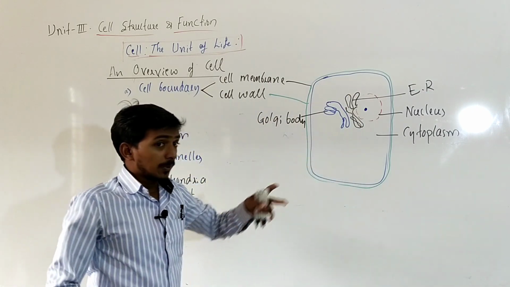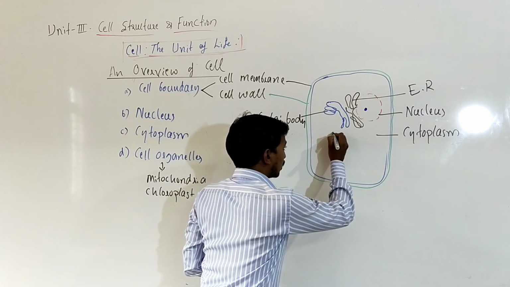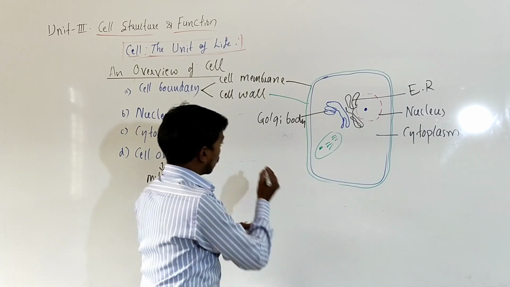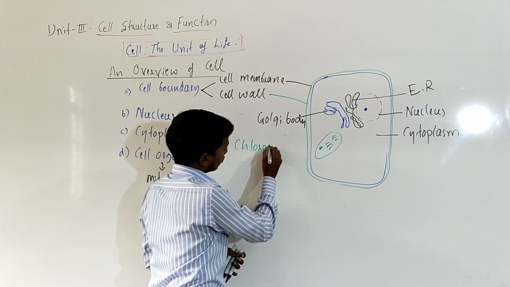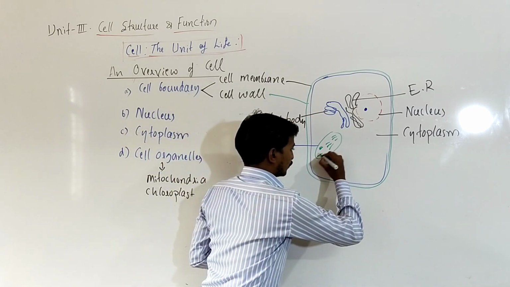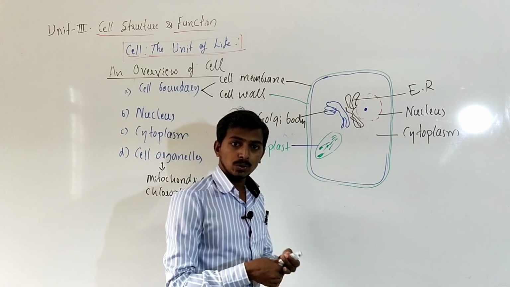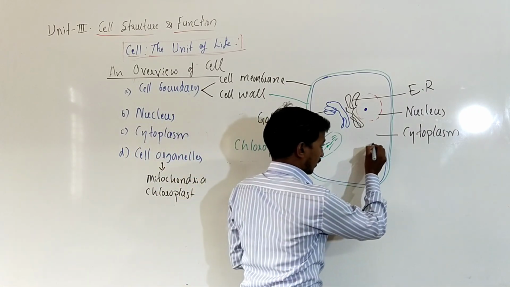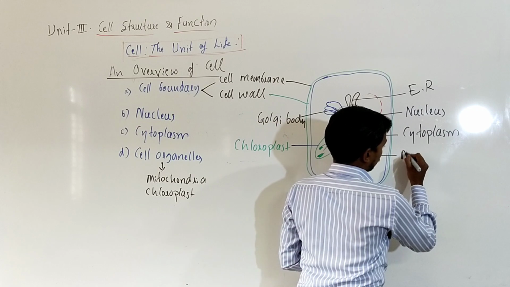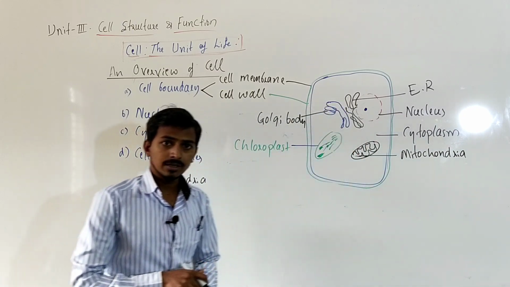Then, to perform photosynthesis in a plant cell, there is an important organelle known as the chloroplast. That performs photosynthesis in plants, right? Then for the breakdown of food, the breakdown of glucose, there is another organelle in plant cells as well as animal cells, that is the mitochondria.